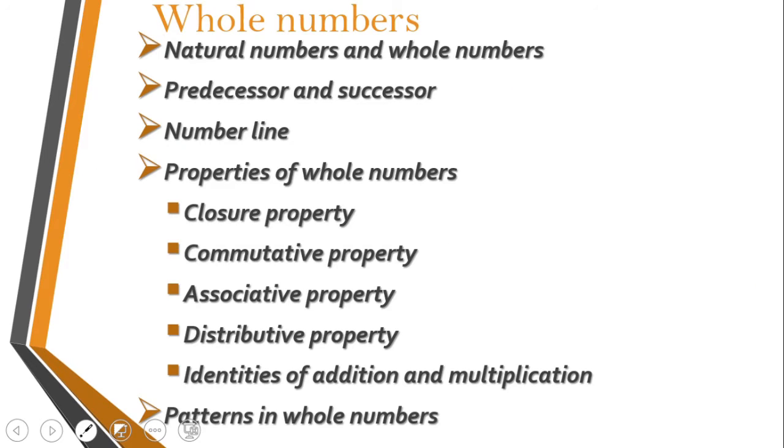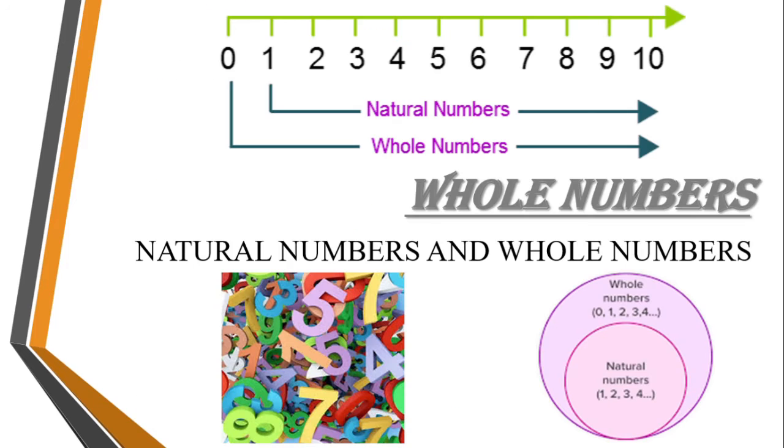So in this video we are going to learn natural numbers and whole numbers, predecessor and successor, and number line. And in the next upcoming video, we are going to learn properties of whole numbers, and those are closure property, commutative property, associative property, distributive property, and identities of addition and multiplication, and also patterns in whole numbers. So let's begin with natural numbers and whole numbers.